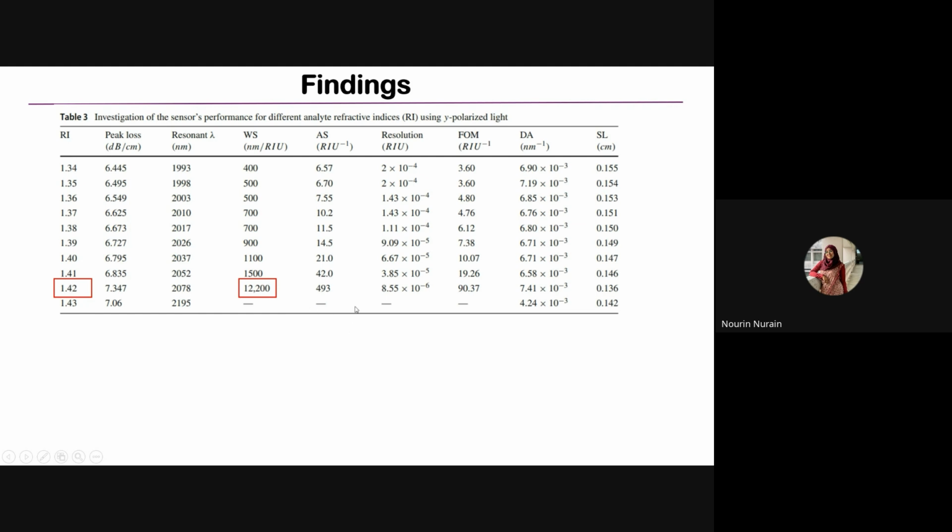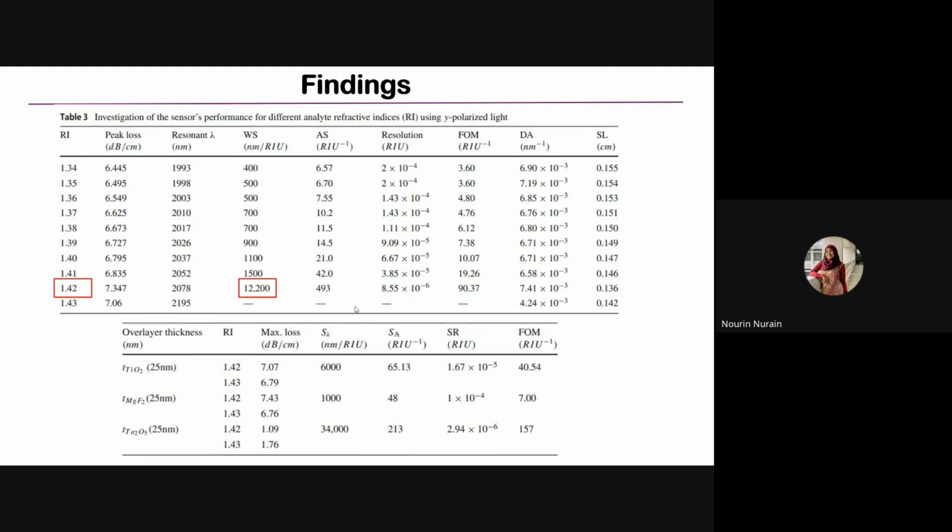But after that, we optimized certain parameters like the air holes, the thickness of the adhesive layer, and the plasmonic material layer, and after certain optimization, we saw a significant enhancement in the result. The best result was found when we increased the thickness of the tantalum pentoxide material to 25 nanometers, and the sensitivity enhanced to 34,000, which is huge.